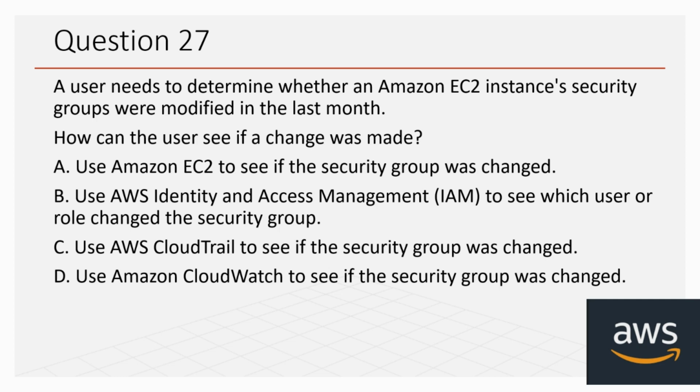Option A, use Amazon EC2 to see if the security group was changed. Option B, use AWS IAM to see which user or role changed the security group. Option C is use AWS CloudTrail to see if the security group was changed. Option D is use Amazon CloudWatch to see if the security group was changed. And the correct option is option C, use CloudTrail to see if the security group was changed.